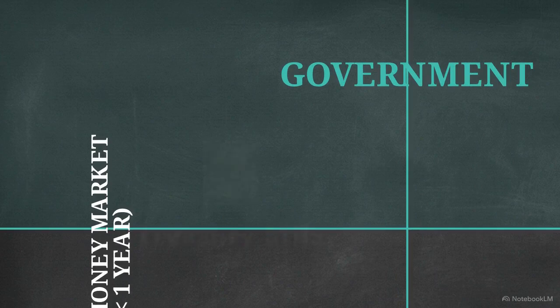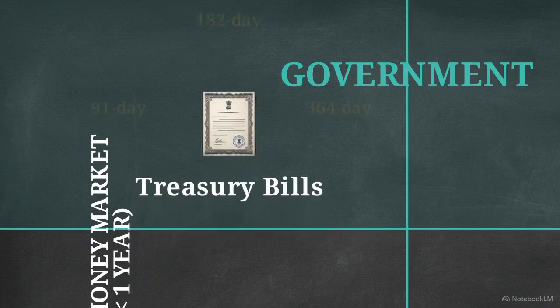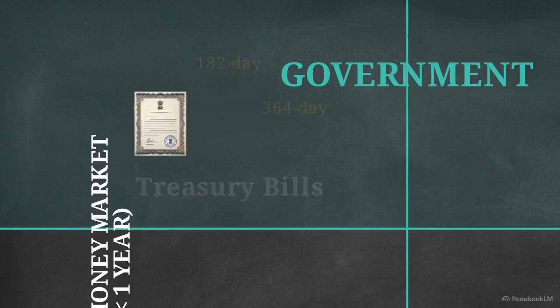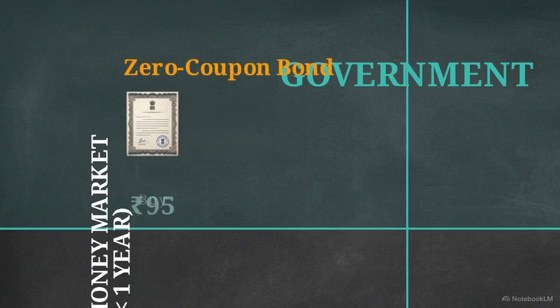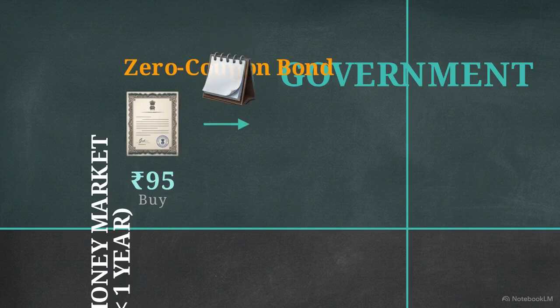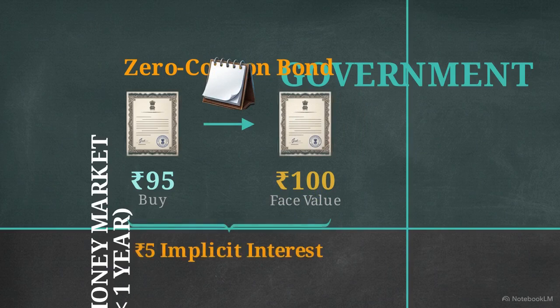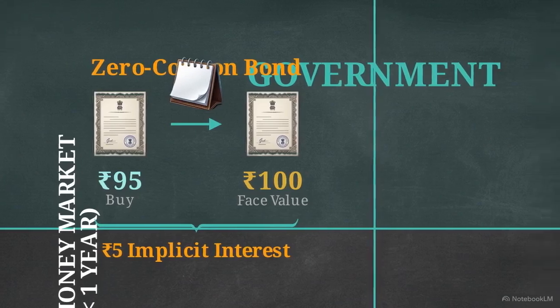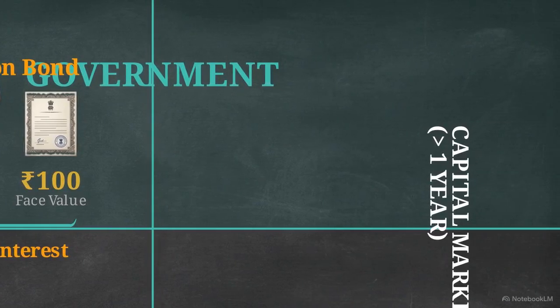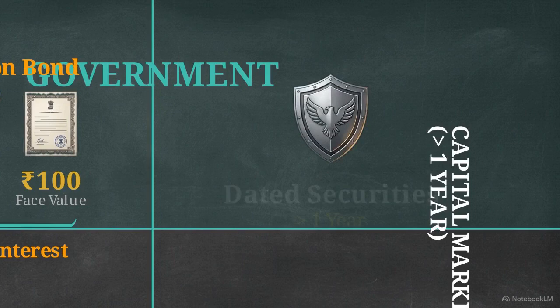In the top left quadrant, the short-term money market, are treasury bills. The government issues these strictly for 91, 182, or 364 days to manage immediate liquidity. A common trap on civil service exams is the interest structure of T-bills. They are zero-coupon bonds. They pay no explicit interest rate, but are instead sold at a discount and redeemed at full face value. For borrowing periods exceeding 1 year, the government shifts to the top right quadrant of the capital market. These are dated securities, paying interest over long durations.